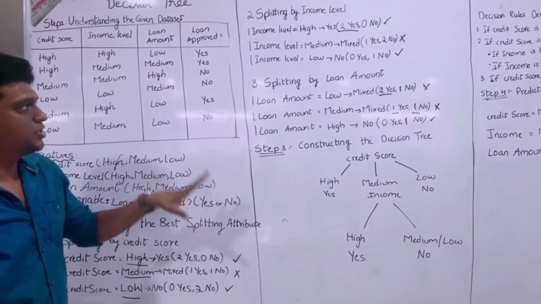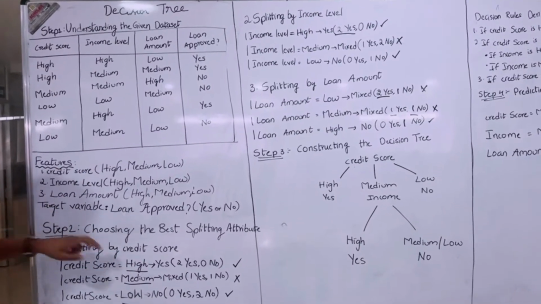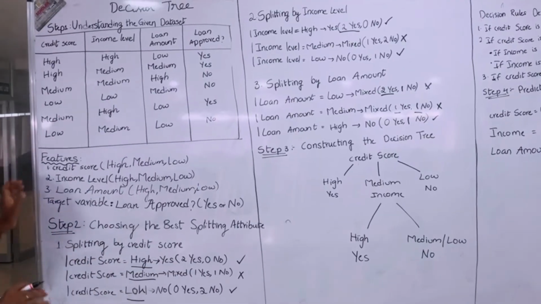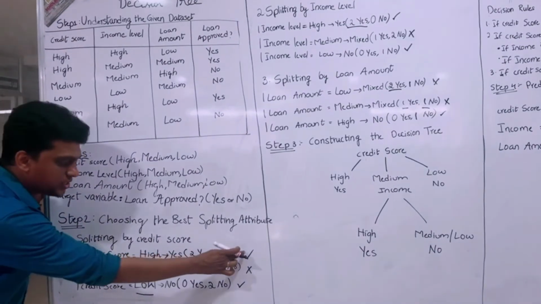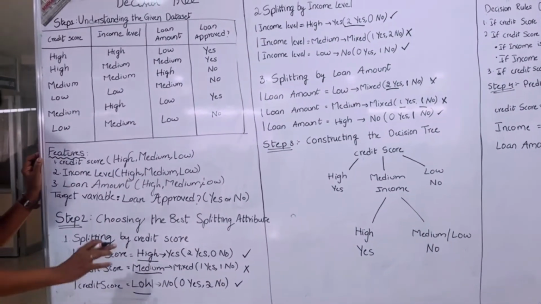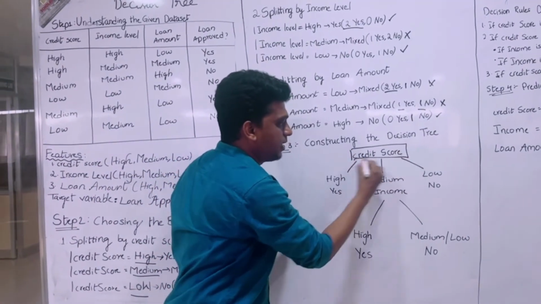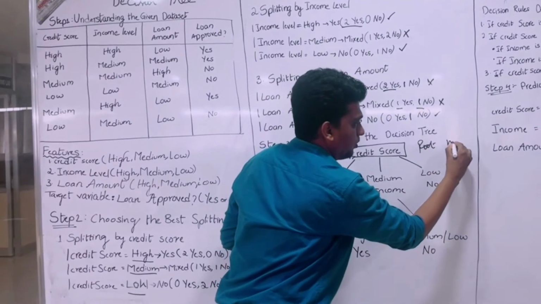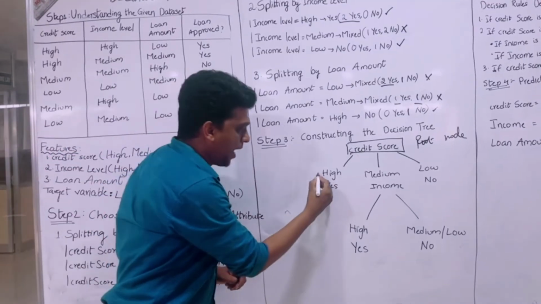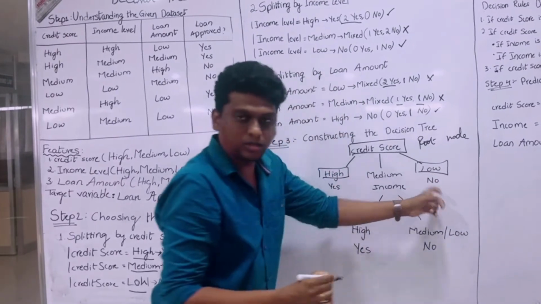We should find which one will be the correct root node. Compared to all the three features, the credit score holds a high amount of possibilities. When the credit score is high, the loan is approved, and when the credit score is low, the loan is not approved. So here we can get a clear idea. We can take credit score as the root node. The root node plays a major role in the decision tree algorithm. If the credit score is high, they will approve. If the credit score is low, they will not approve.